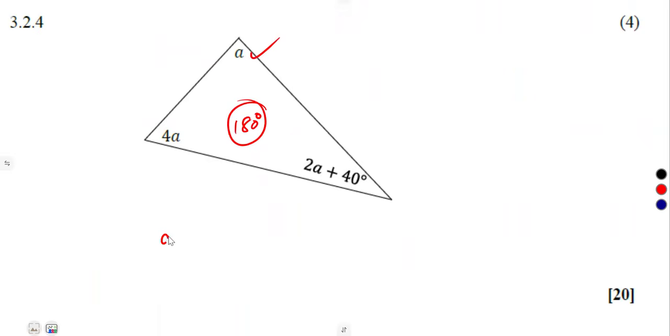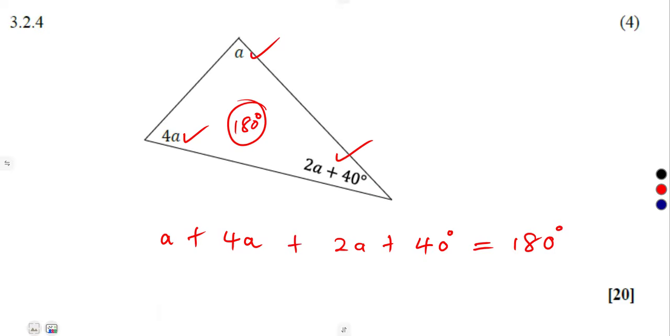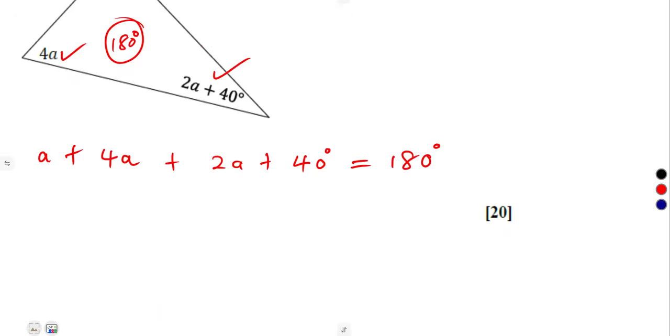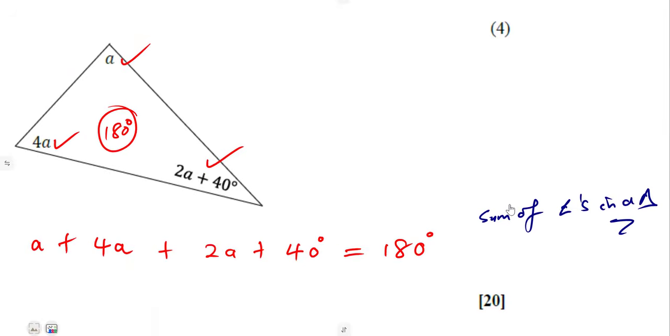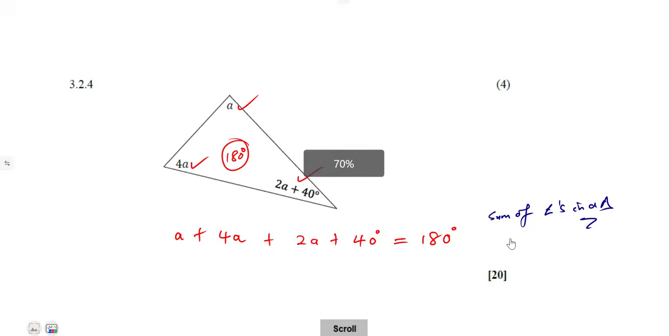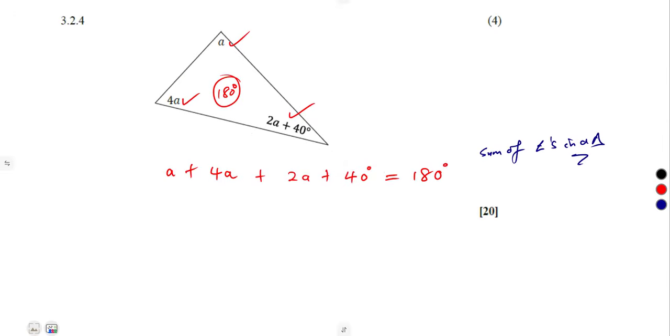So if I take this A, add to this one, 4A, add to what? 2A plus 40 degrees, I'm supposed to obtain 180 degrees, angles in a triangle. So that's it. We talked about this, guys. Sum of angles in a triangle, which is 180. So let us solve for A. We have an equation, guys, isn't it? That's an equation that we have formed there.